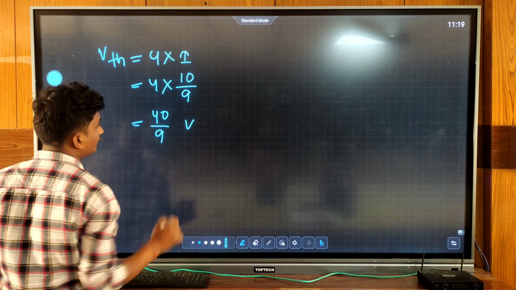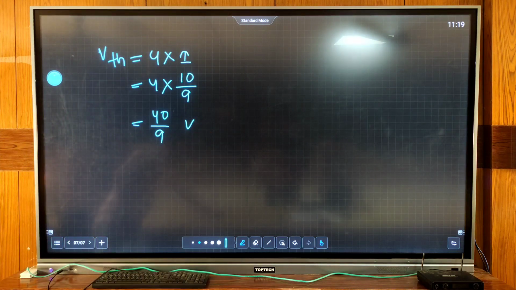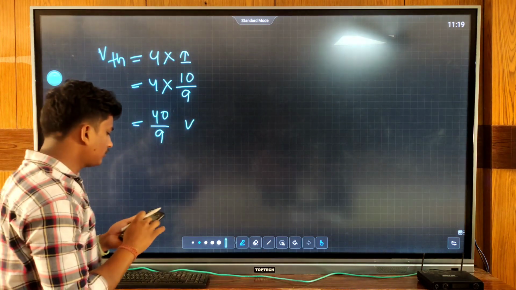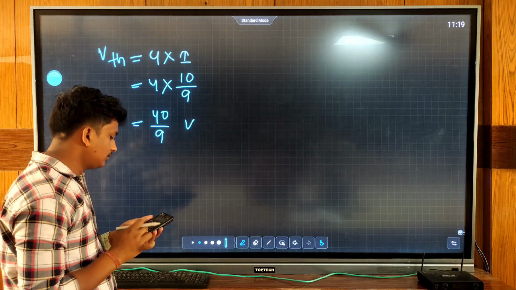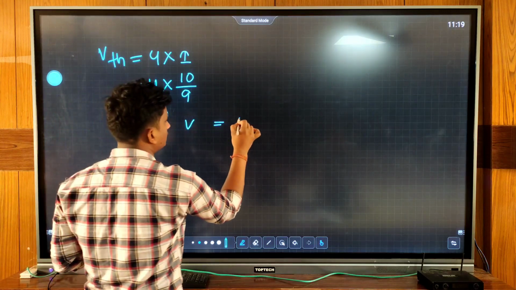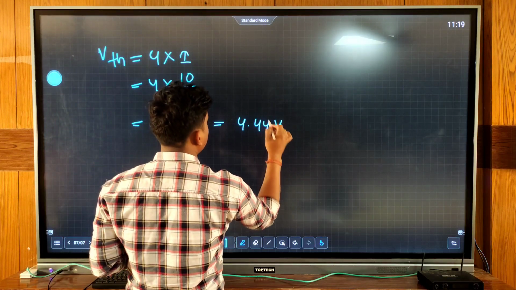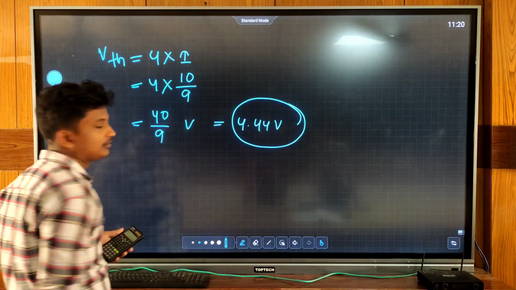That is 40 by 9. In decimal, we have to transfer to decimal. 40 divided by 9 equal to 4.44 ampere. Sorry, 4.44 volt. So my VTH is 4.44 volt.